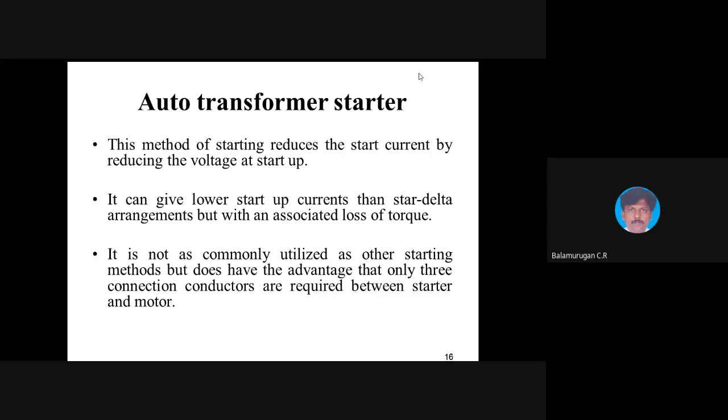Starting torque is equal to the square of the voltage. So here we are considering it in terms of a square, because starting torque is directly proportional to the square of the voltage. In this equation, we are replacing it as starting torque is equal to X squared into short circuit torque.